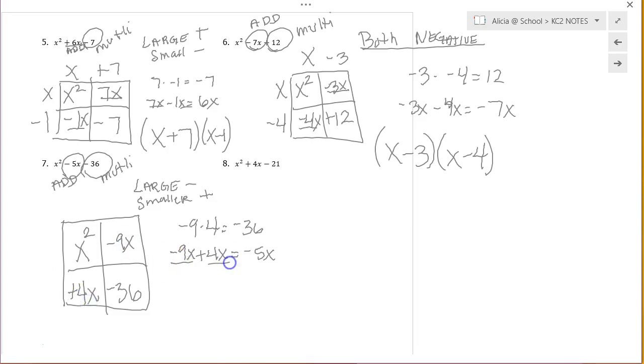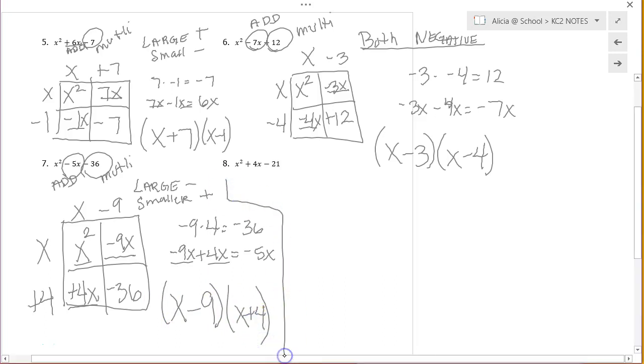Right, just taking those two terms and putting them in my empty spots. So x times x gives me x squared, x times a negative 9 gives me a negative 9x, x times a positive 4 gives me a positive 4x, and negative 9 times a positive 4 is a negative 36. So my factors then, x minus 9 times x plus 4.